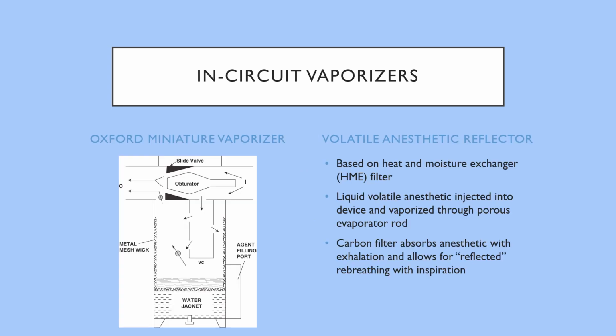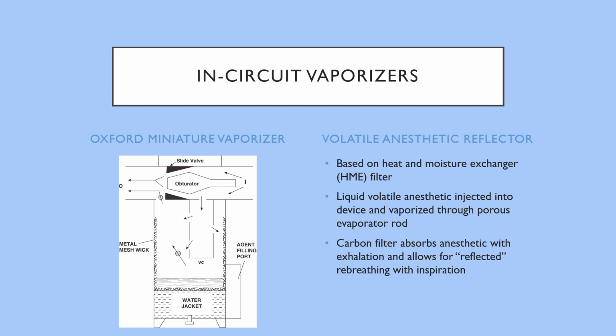Now, when talking about in-circuit vaporizers, there are two main designs. On the left, you'll see the Oxford miniature vaporizer, which is useful in limited resource environments, such as areas where they don't have commercial anesthesia workstations available. It functions very similarly to a variable bypass vaporizer.